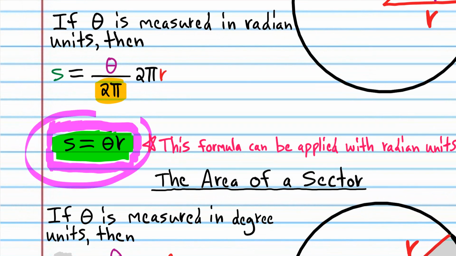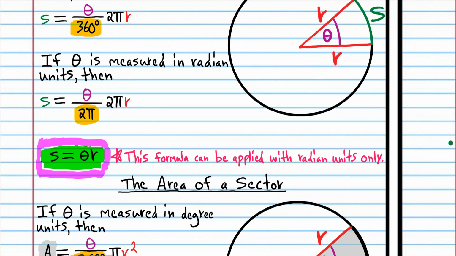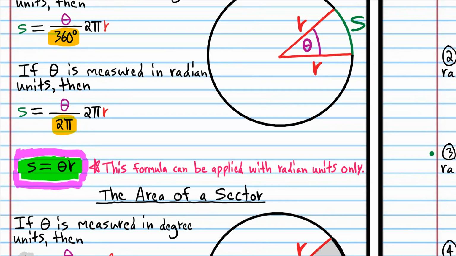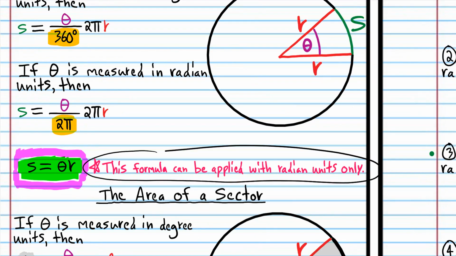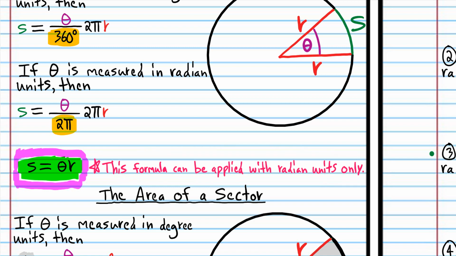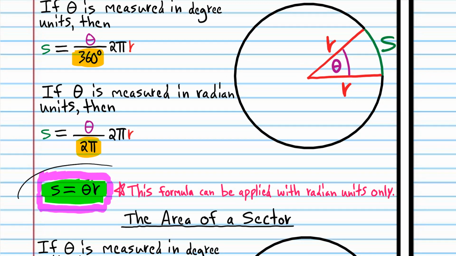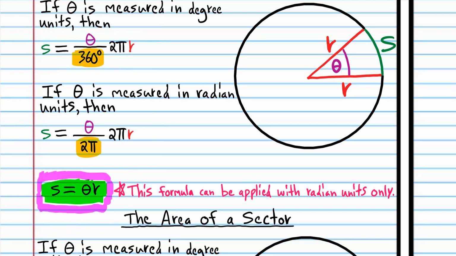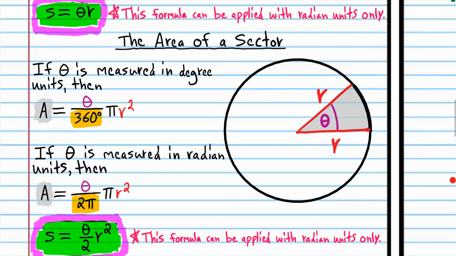The arc length, or the length of some arc created by the central angle theta, is equal to theta times the radius. It's very important to understand that you cannot use this formula unless theta is in radian units. It doesn't work unless theta is in radian units. So notice that this formula is much simpler than this formula up here, and that's one of the benefits of using radian units.